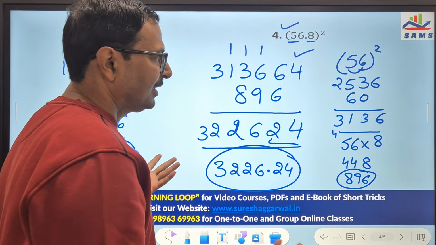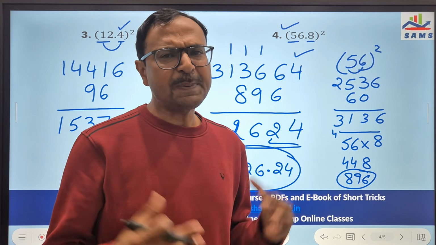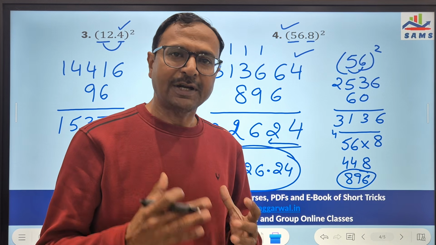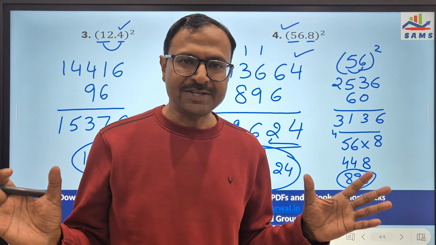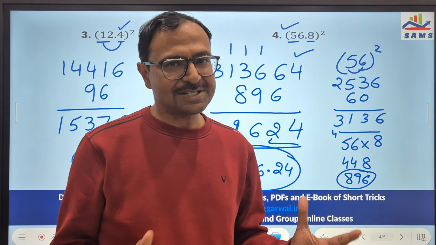See friends, the things become so easy with little bit of practice. So spend like half an hour on this trick and solve 30-40 such questions, and I'm sure you are going to forget the traditional method of multiplication of decimals to find the squares of such decimal numbers.